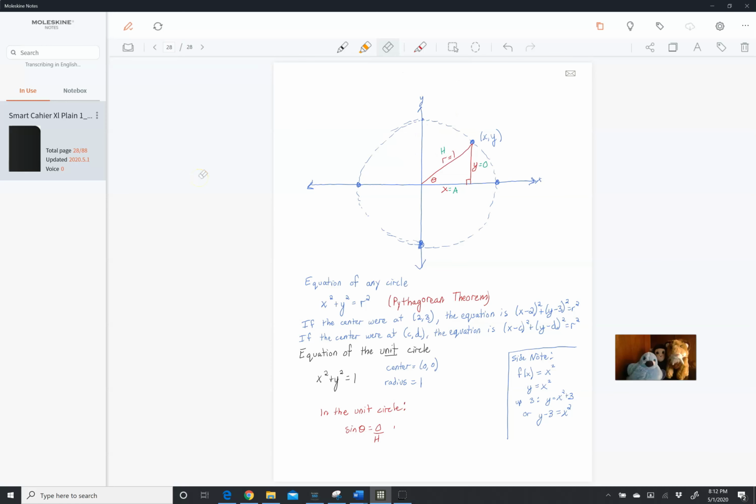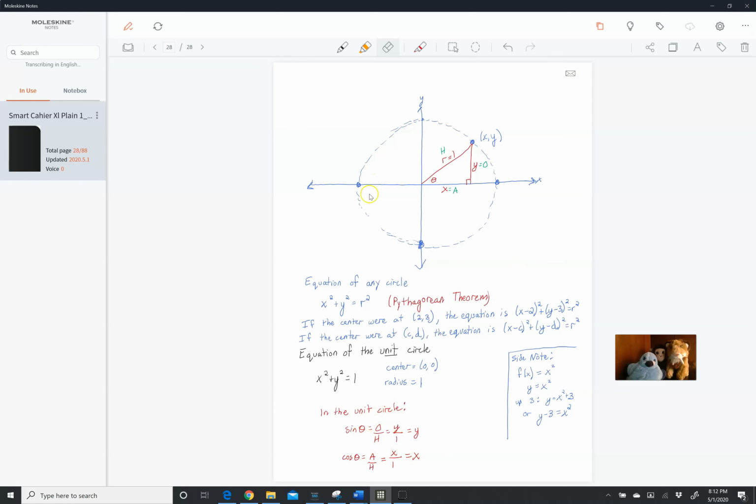Our O is y, and our H is 1. So the sine of theta is y. Now we could do the cosine of theta. Cosine of theta is A over H. And in this triangle, A is equal to our x, H is equal to 1, so our cosine is x. Okay, why is this important?